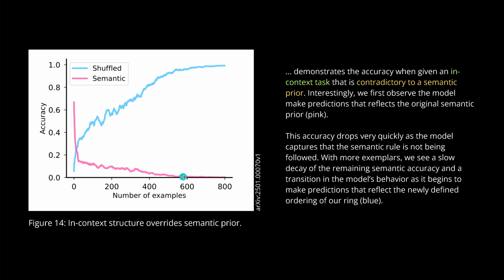But you know what is now interesting? When does the new in-context learning take place? And this is the blue line. So the accuracy here in pink drops very quickly as the model captures that the semantic rule that was learned is not being followed in these new ICL examples. With more ICL examples given in the prompt, we see a slow decay of the remaining semantic prior, and a transition to the model's behavior as it begins to make predictions that reflect the newly defined ordering of our ring structure.